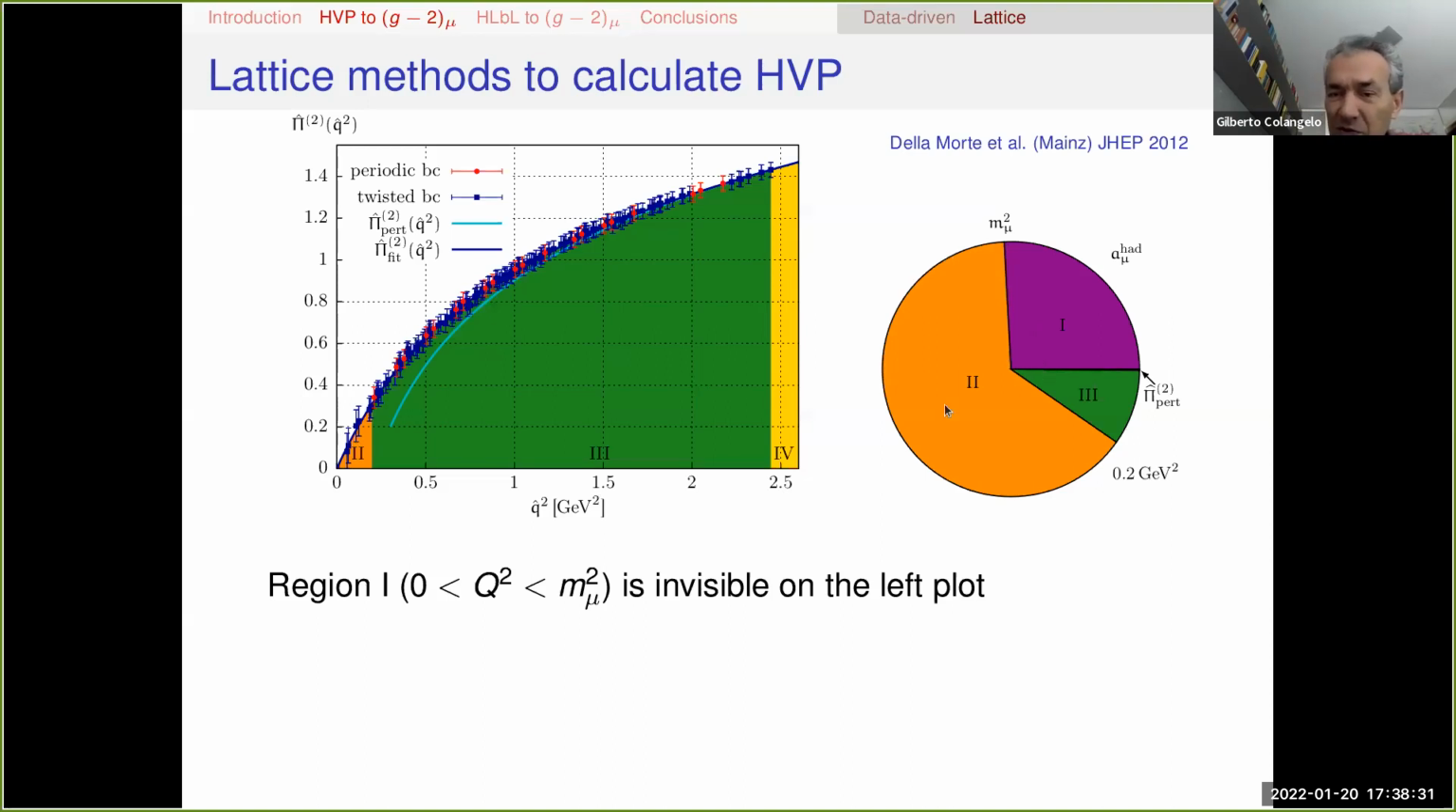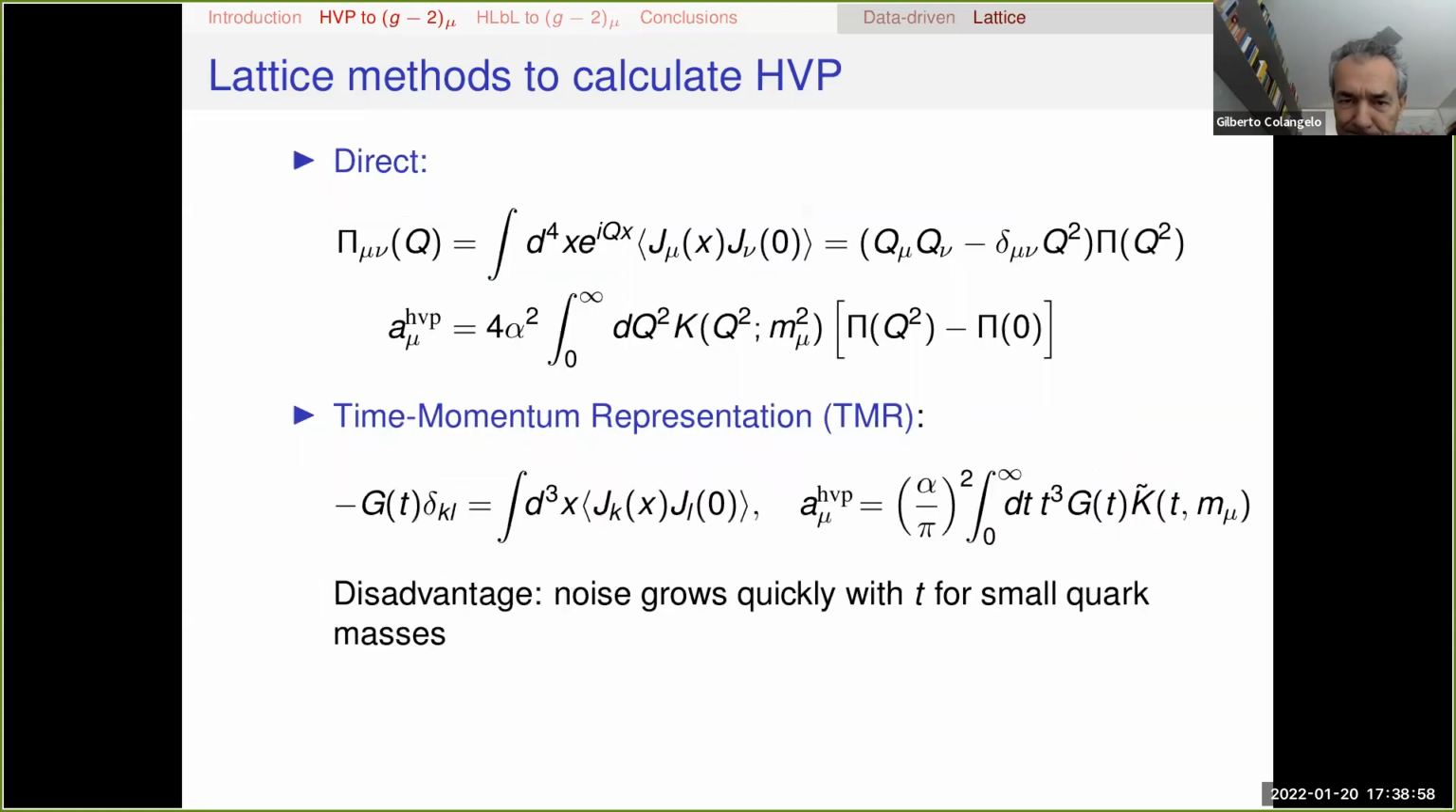The largest contribution is from region 2, which is up to 0.2 GeV squared. And here, with twisted boundary conditions, you can put of the order of 6 points, at least at the time of this calculation. And the many points you can have are in this broad region 3, which, however, contributes very little. So that's the difficulty of doing a lattice calculation for this quantity.